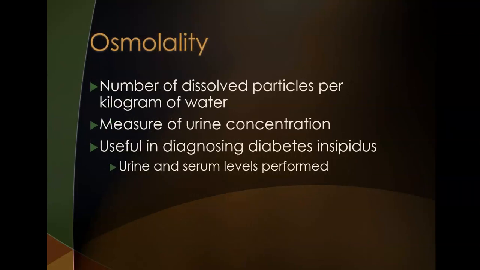Osmolality is the number of dissolved particles per kilogram of water. We've covered that already in the methods or instrumentation chapter, but it's a measure of urine concentration, and the docs often order serum and urine osmolality so that you can compare and see how well the kidneys are concentrating the urine. It is useful in diagnosing diabetes insipidus. And of course, like I said, you would want the urine and the serum levels performed on the same day, ideally.